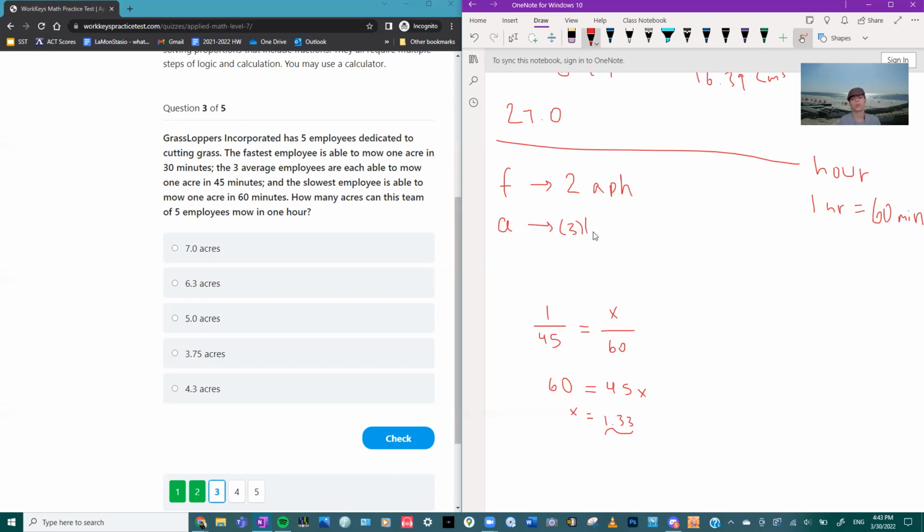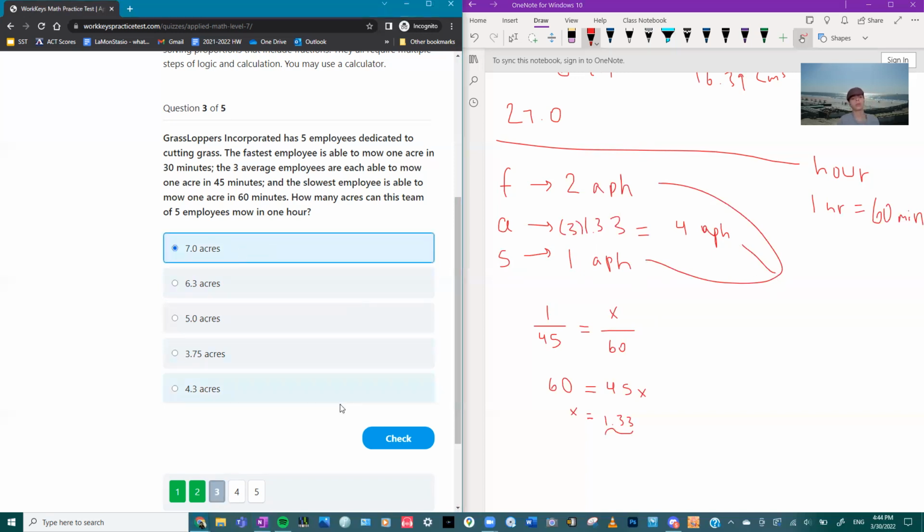All right. So 1.33, but you have to multiply that by 3 because there's 3 of them. And so that means they can mow 4 acres per hour, because that's what 3 times 1.33 is. All right, now we have the slow employee. They can do one acre in 60 minutes, so that means 1 acre per hour. Now we have to add all of these to find out what all of them can do in 1 hour. So 2 plus 4 is 6, plus 1 is 7. So the answer is 7.